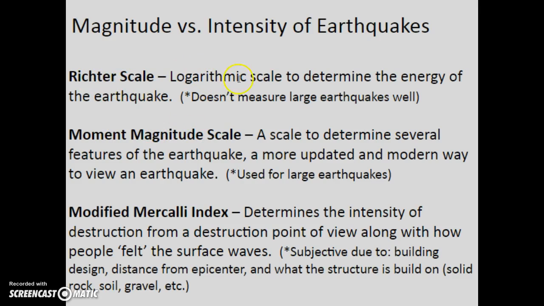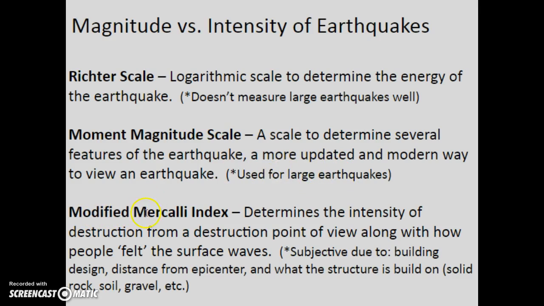The Richter scale is a logarithmic scale that determines the energy of the earthquake. However, it breaks down for large earthquakes. The moment magnitude is a scale that determines several features of the earthquake. It's a more updated and modern way to view the earthquake, and moment magnitude is used for large earthquakes.